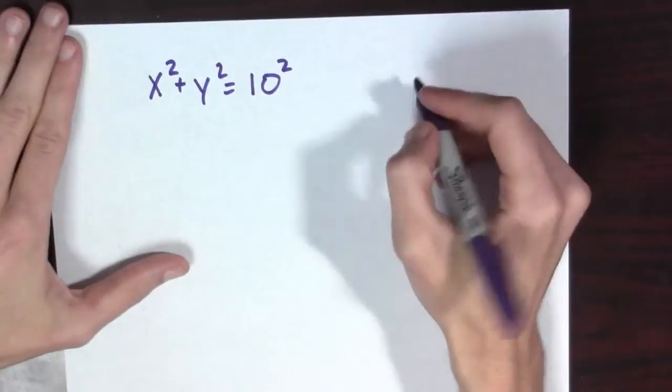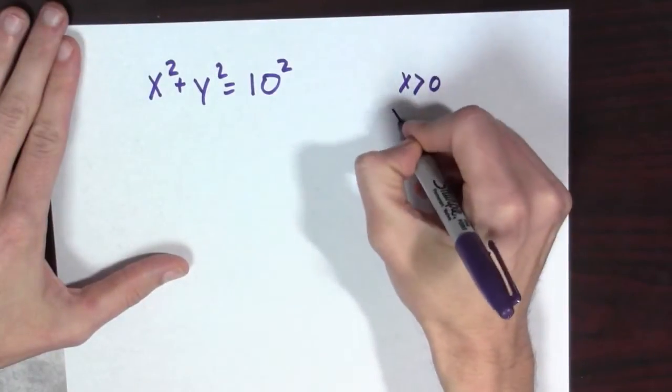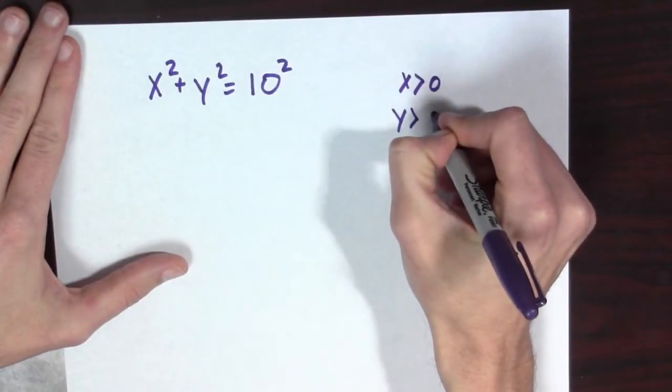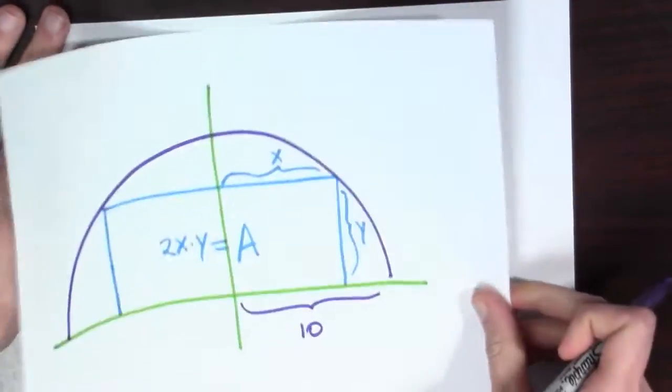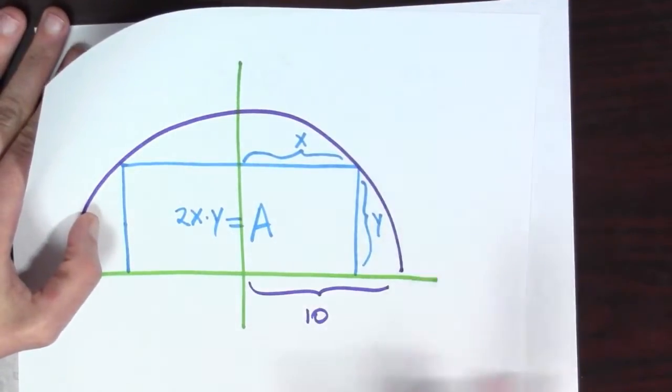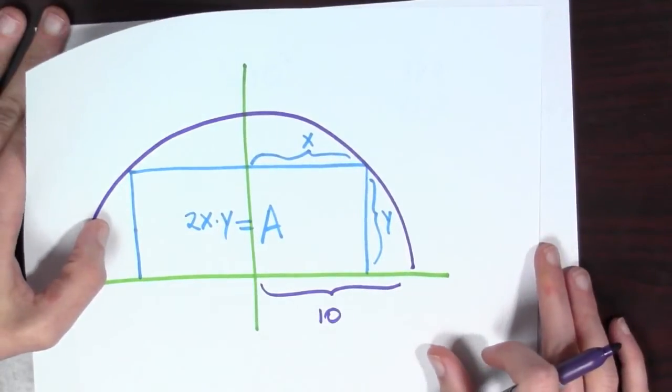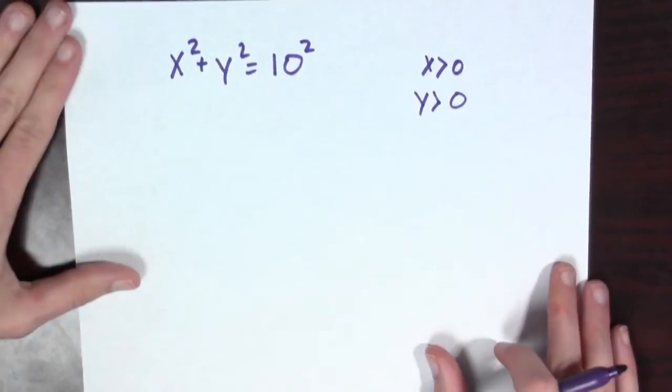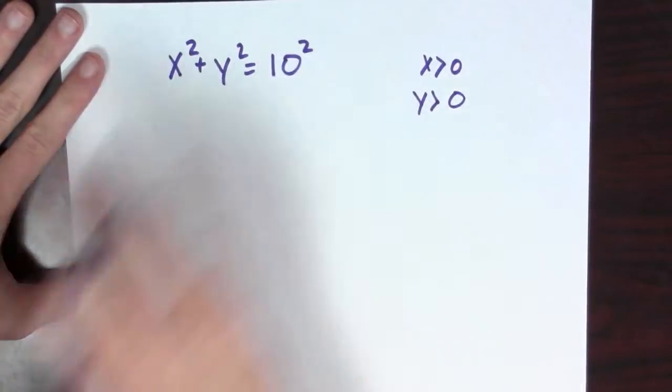Also, we know that x is always greater than 0 and y is always greater than 0, because if we're looking for the largest area, well, x being 0 and y being 0 isn't going to give us a very large area for a rectangle. So we can actually say a little bit more than this.